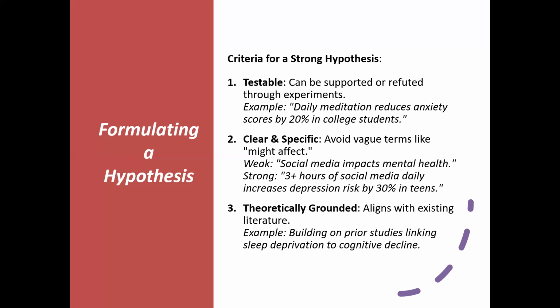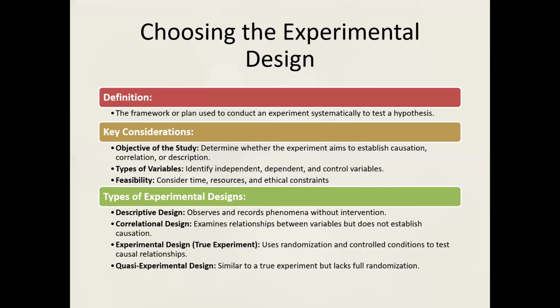It must be theoretically grounded and must align with the existing literature. For example, building on prior studies linking sleep deprivation to cognitive decline. There are previous studies that sleep deprivation causes cognitive decline, and you want to conduct a study on this. So there must be some sort of knowledge behind that hypothesis. There must be a theoretical ground for that hypothesis, and you have to search for that and mention these things in your literature review.